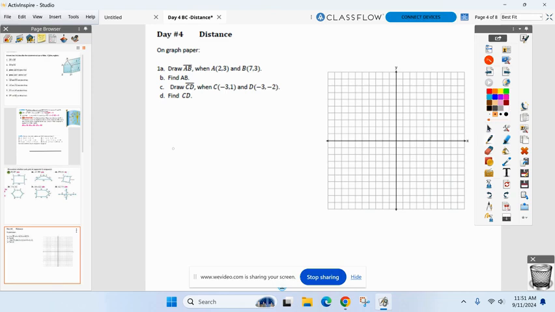First thing I want you to do, 1A, can you draw line segment AB on here? I gave you point A and point B. Everyone remembers how to graph points back in the day, right? We did that in elementary school. We did that last year. I could be wrong though.